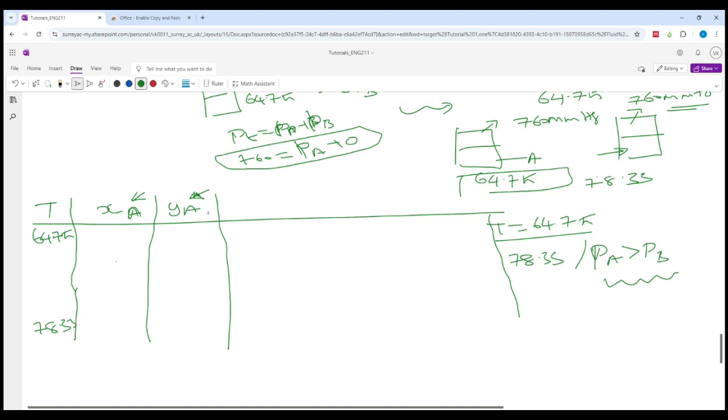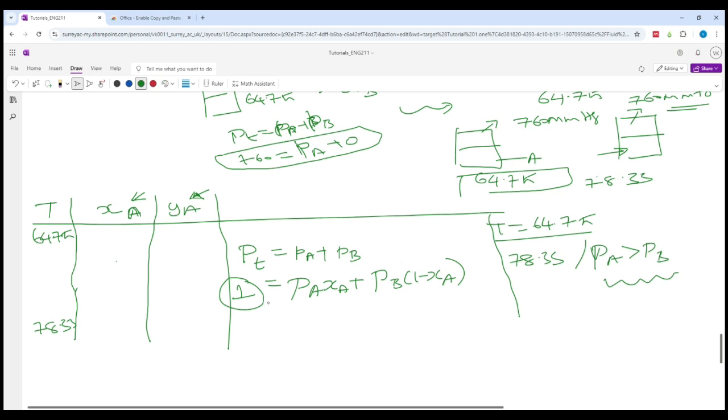So let's go back to the problem. We have to calculate XA and YA. How do we do that? I already gave you the formula. PT is our total pressure, which is equal to the partial pressure of A plus the partial pressure of B. This is equal to the vapor pressure of A multiplied by XA plus the vapor pressure of B multiplied by 1 minus XA, and this is equal to 1 bar. This is already given in the problem.